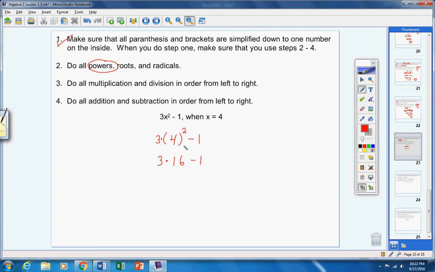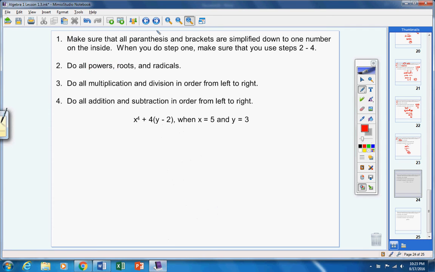16 minus 1. 4 times 4 is 16. Step 3, do all. Okay, sorry guys, I had to pause the video. I'm not sure where I was, but we know we did step 2. Step 3, do all multiplication and division. I don't see any division, but I see multiplication right here. 3 times 16 is 48. Bring down your minus 1 and then subtract. Your answer is 47. Not too bad.